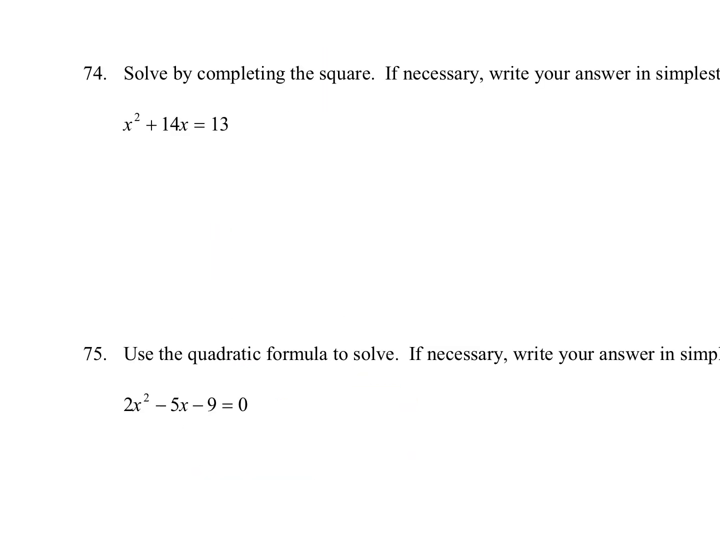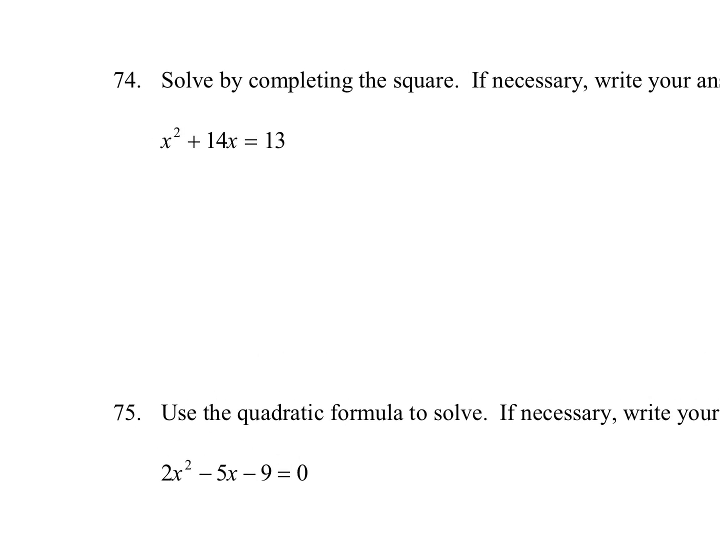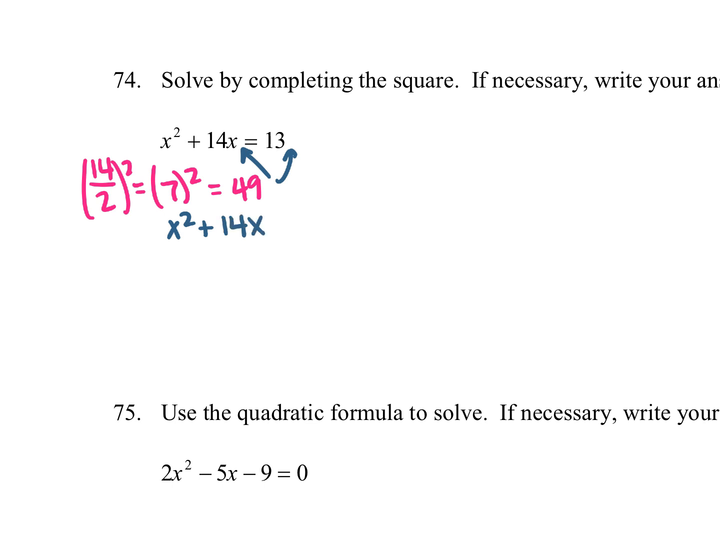For 74, we are solving by completing the square. Our constant is already moved over to the other side, so we're going to take that 14 divided by 2 and square it. 14 divided by 2 is 7. 7 squared is 49. That 49 gets added to both sides of your equal sign. So you have x squared plus 14x plus 49 is equal to 13 plus 49. On the left side, that factors to be x plus 7 squared. On the right side, 3 plus 9 is 12. Carry the 1. 4 plus 2 is 6. So we have x plus 7 squared is equal to 62.